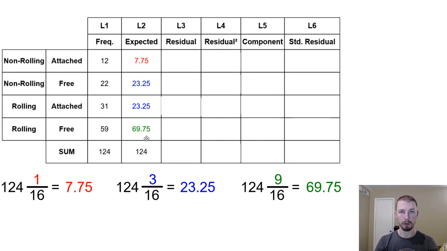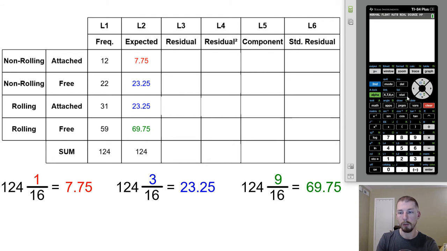It is the average, or what would be the expected distribution of those 124 from how we calculated. Of course, that should add up to 124. Next thing we want to do is go ahead and find the residual, the squared residual, the component, and the standard residual. So I'm going to put this all in the calculator. We're going to do this for the goodness of fit test. When we get to the independence and test for homogeneity, we'll actually do that differently.